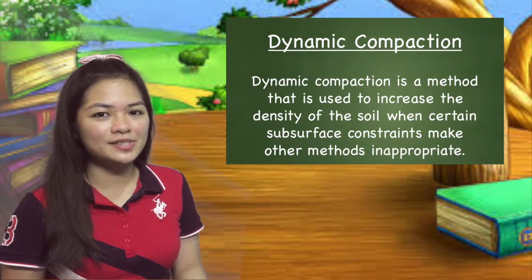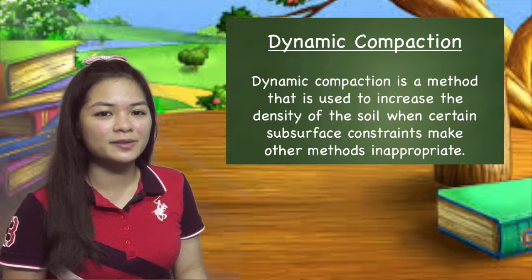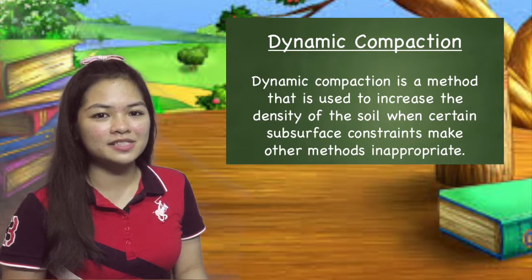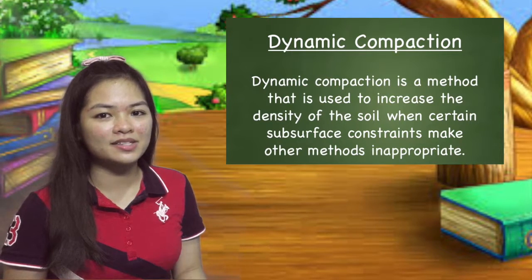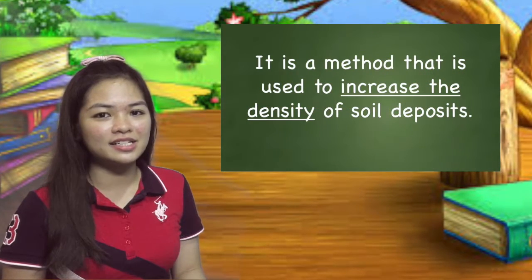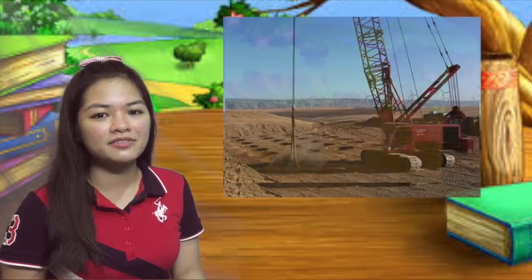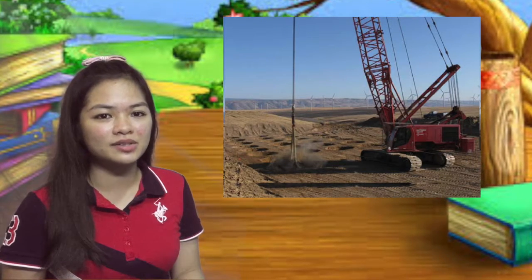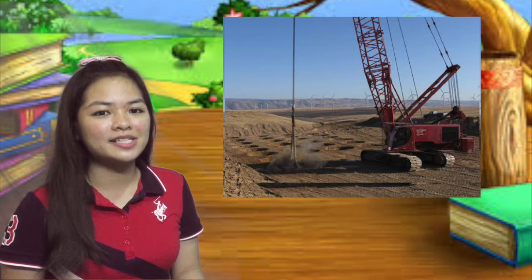Dynamic compaction. It is a method that is used to increase the density of the soil when certain subsurface constraints make other methods inappropriate. It is also used to increase the density of soil deposits. The process involves dropping a heavy weight repeatedly on the ground at regularly spaced intervals.